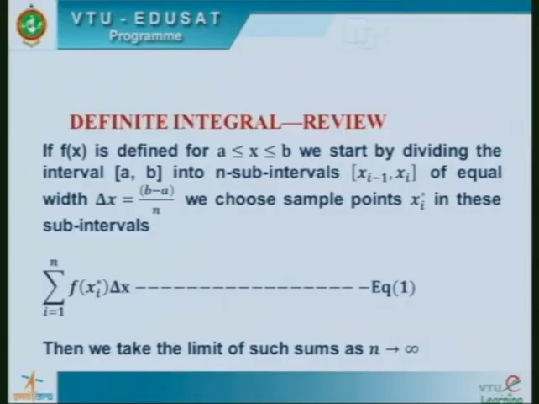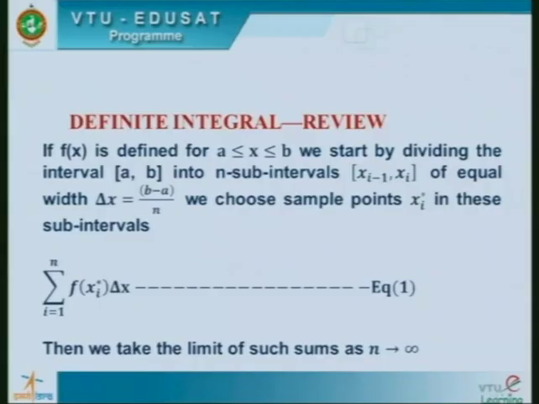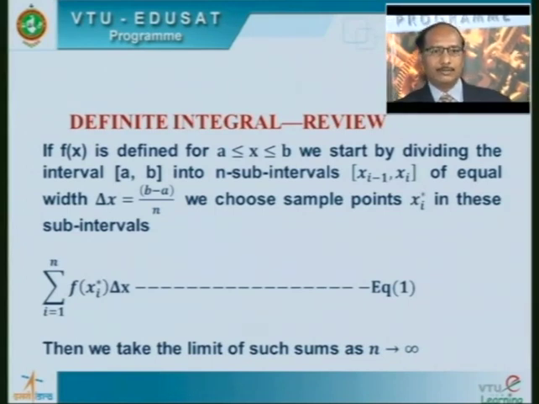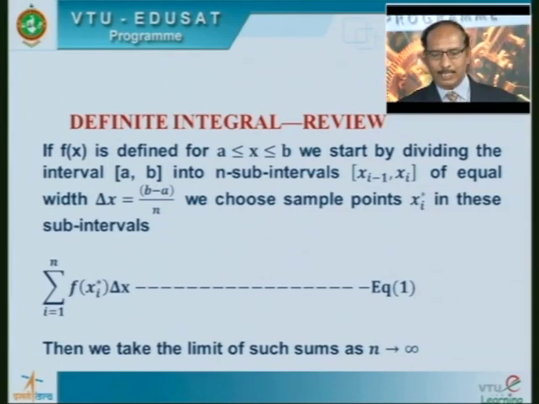Next we choose the sample point xi star in these subintervals. In every interval we choose a sample point xi star, then take the summation from i equal to 1 to n, adding f of xi star times delta x. Xi star is a sample point in each of the subintervals. Then you take the function values f of xi star multiplied by delta x, then take the limit of such sums as n tends to infinity. This is the limiting case. We are adding not only n number of terms, but an infinite number of them. That gives the meaning.